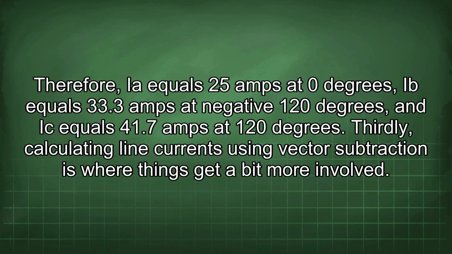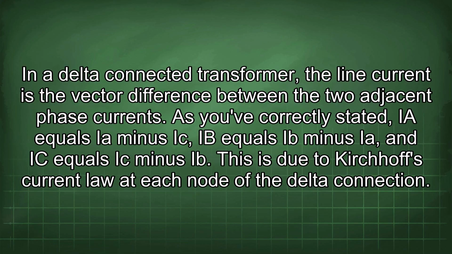Thirdly, calculating line currents using vector subtraction is where things get a bit more involved. In a delta-connected transformer, the line current is the vector difference between the two adjacent phase currents.